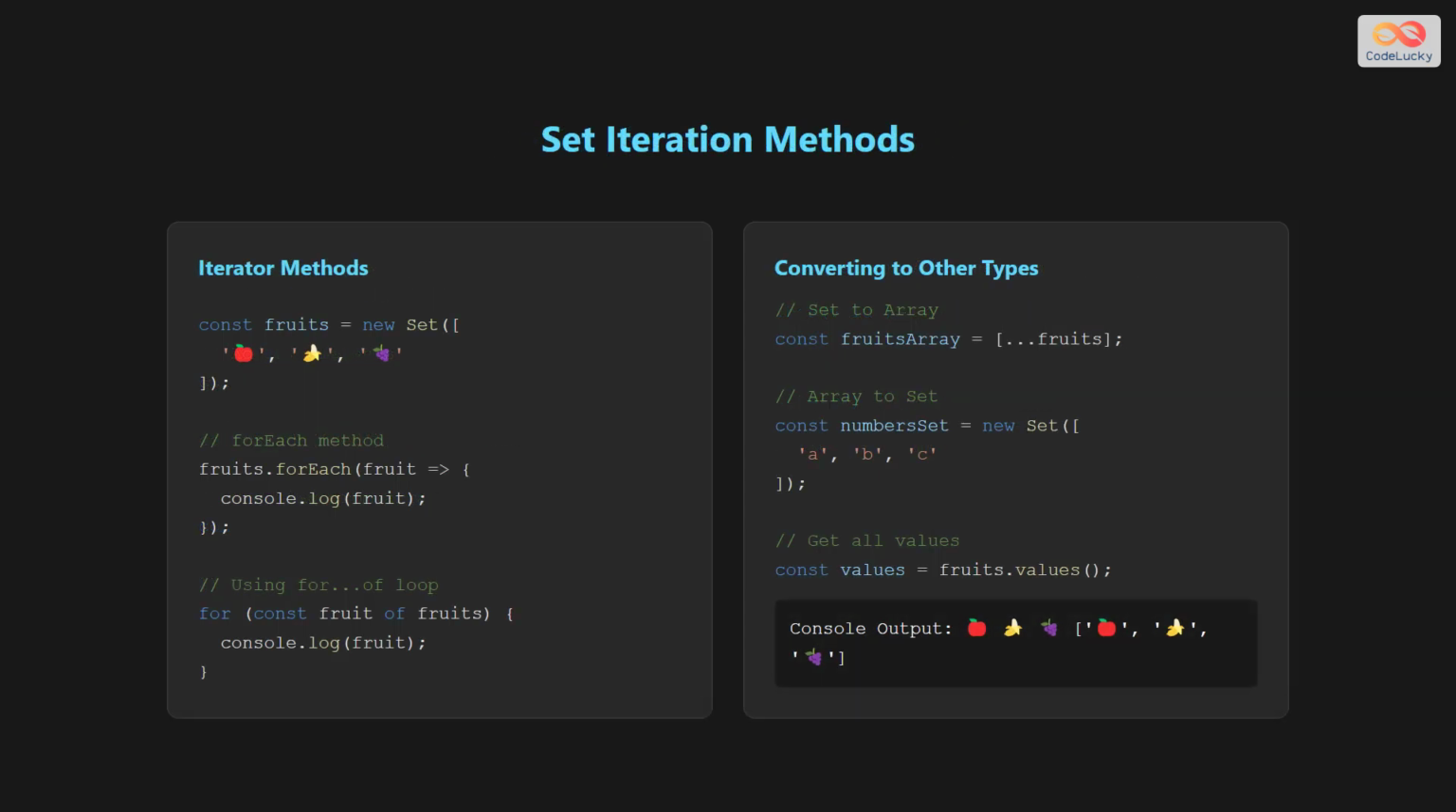Sets can be iterated using the forEach method, which executes a provided function once for each value in the set, and using the for...of loop. Sets can be converted to other data types like arrays using the spread operator. To get all the values, the values method can be used, which returns a new iterator object that contains the values for each element in the set in the order they were inserted.